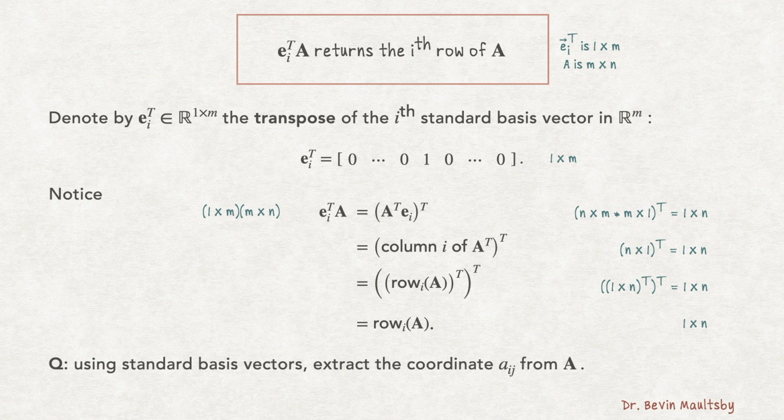Using standard basis vectors, write down an expression that would extract the single coordinate A sub ij from the matrix A. Again, that notation means the entry in the matrix A which lives in the ith row and the jth column.